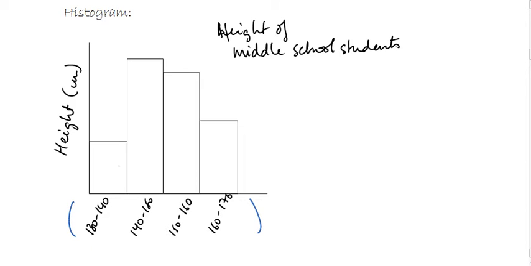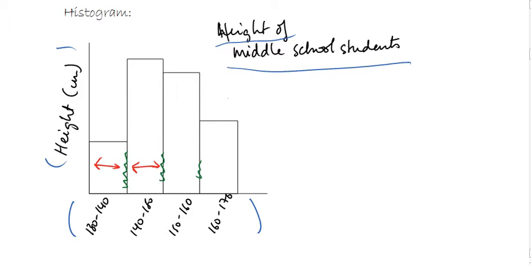Now again, the bars need to have the same width, and there is no space between the bars. And that's one way of differentiating a histogram from a bar graph, is because of the spaces. Like any graph, they need to have titles on the axes and a title in general.